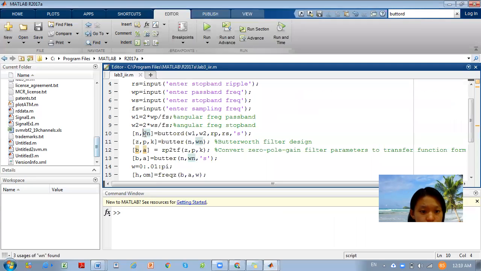So next, we have to understand what butter is. You can also go to help and find what butter is. Butter means Butterworth filter design.